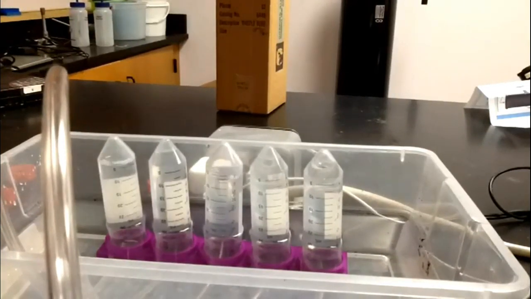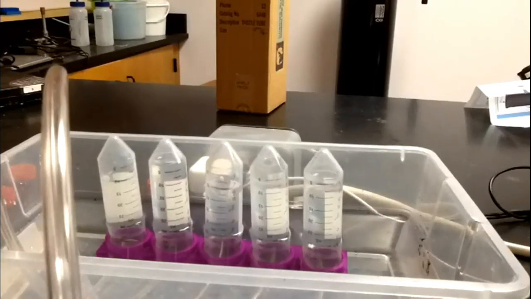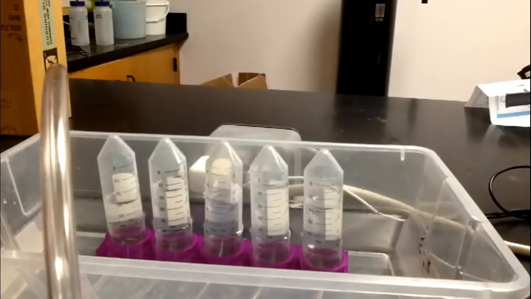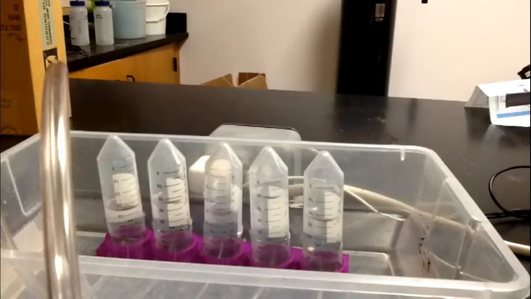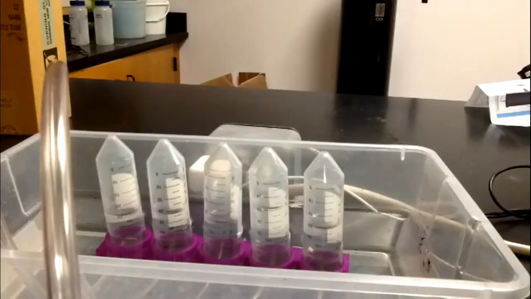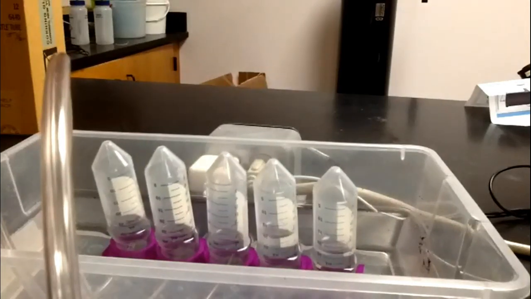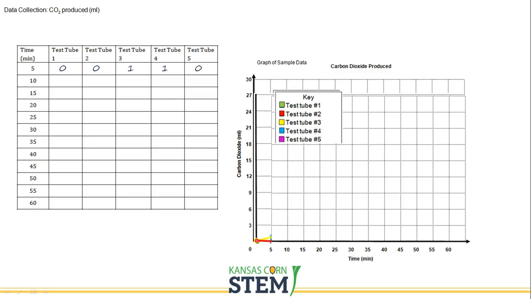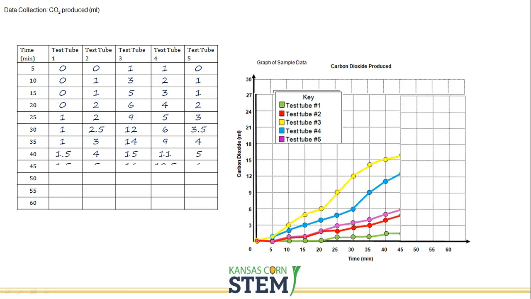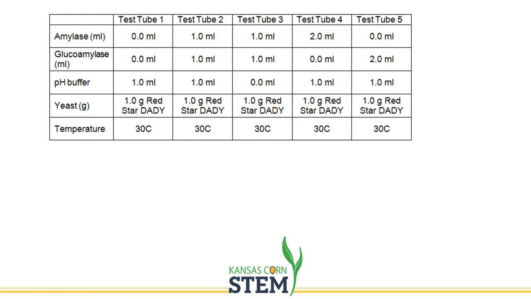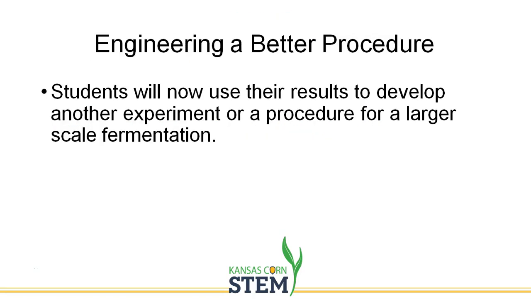At the end, you'll notice the tubes start to slide around a little bit. To prevent this, you can put a piece of tape across the tubes to hold them down. If you're having trouble seeing the water, add some food coloring to make the water more visible. Collect and record data every 5 minutes and graph the data so you can compare your test tubes. In this case, test tube 3 produced the most carbon dioxide. Referring back to the student's procedure, we can see that test tube 3 was the test tube that received 1 milliliter of amylase, 1 of glucoamylase, and no pH buffer.